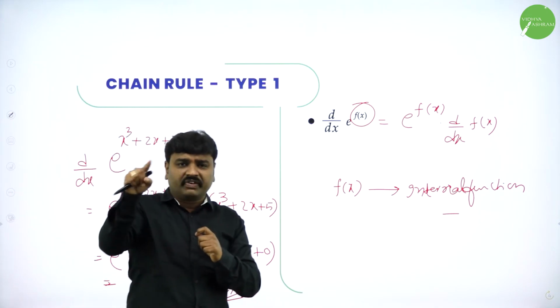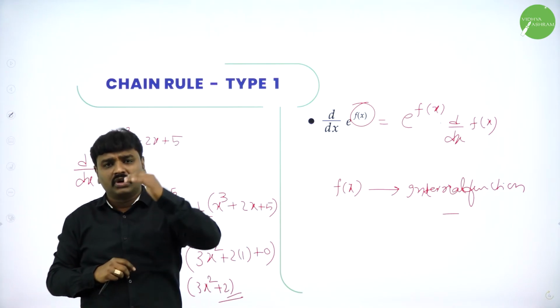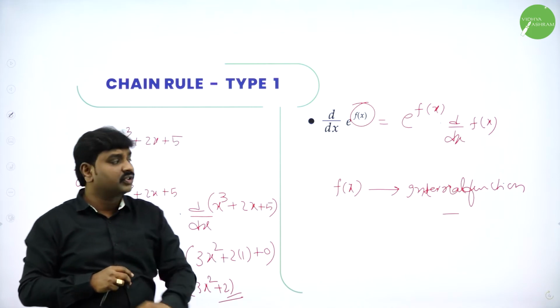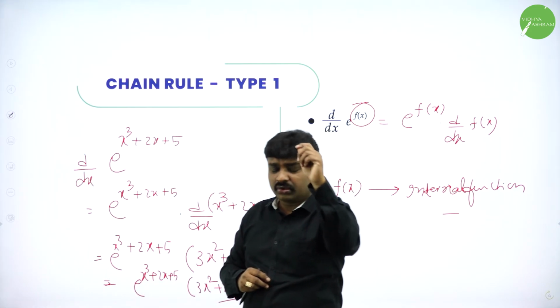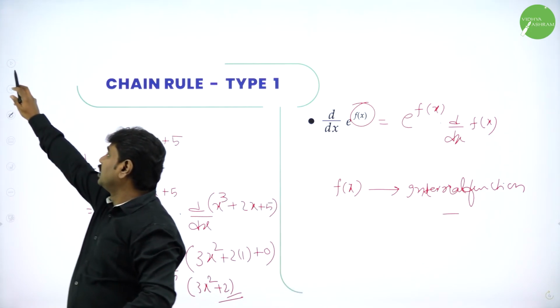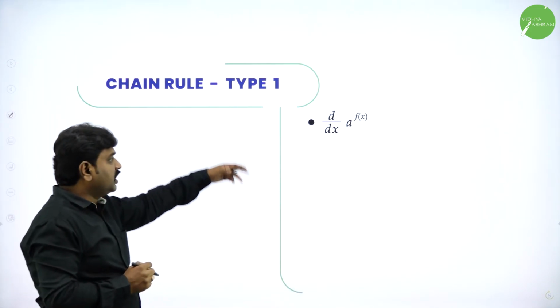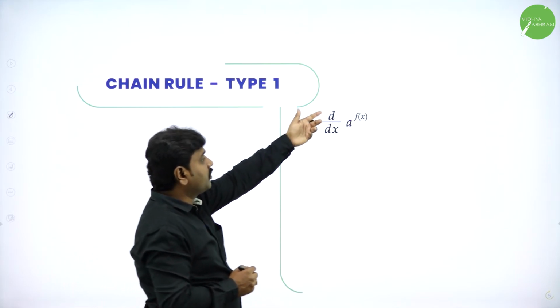Second one is root f of x. d by dx of root f of x is 1 by 2 root f of x into d by dx of f of x. Third one is e per f of x. d by dx of e per f of x is e per f of x into d by dx of f of x. Next, d by dx of a power f of x.